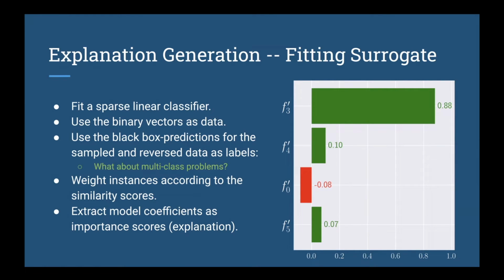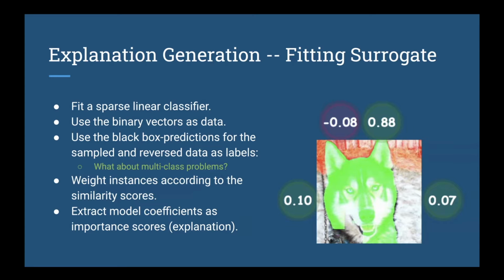Again, we can show it as a bar plot with importance of each interpretable feature, but to make it a bit more meaningful, we can overlay these values on top of the original image. So here for predicting husky, the face of the dog has 0.88 contribution, then the bottom left has 0.1, 0.7 is the bottom right, and the top background has negative influence towards predicting husky.